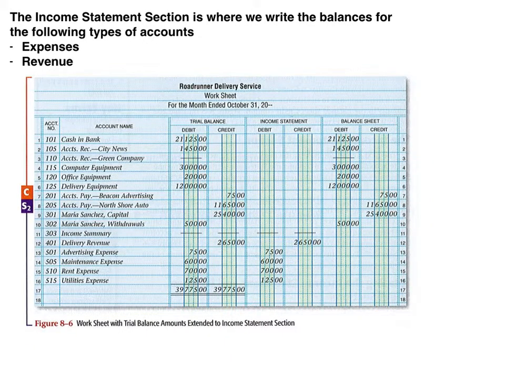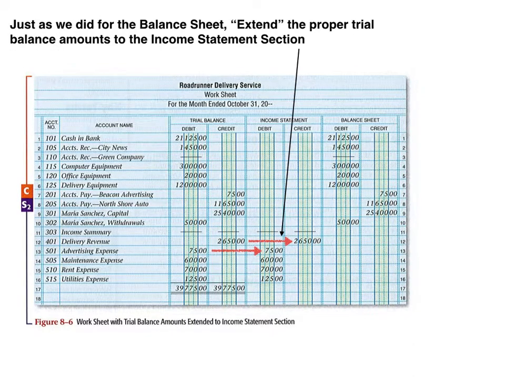The income statement section is where we write the balances for expense and revenue accounts. So just as we did for the balance sheet, we will extend the proper trial balance amounts to the income statement section. So all the expense and revenue accounts will be extended to the income statement. So here we have delivery revenue being extended to the credit column of income statement. Advertising expense is extended from the debit column in our trial balance to the debit column in income statement. And it continues on through the rest of the revenue and expense accounts.